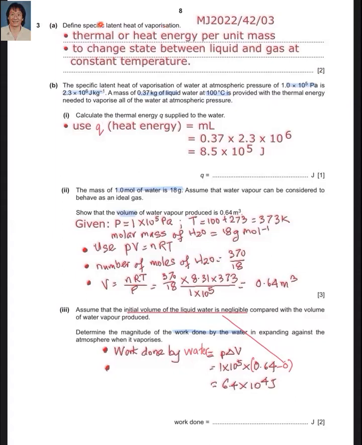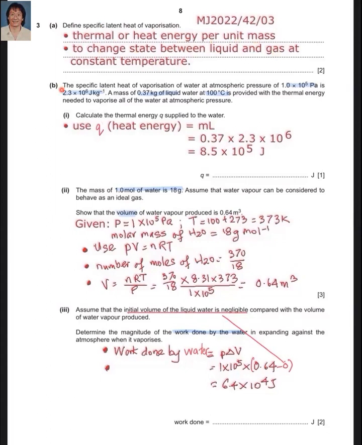And then when the liquid is boiling at its boiling point, the temperature remains constant, even though heat energy is still supplied to the substance. So the definition for specific latent heat of vaporization is the thermal energy or heat energy per unit mass to change state between liquid and gas at constant temperature.